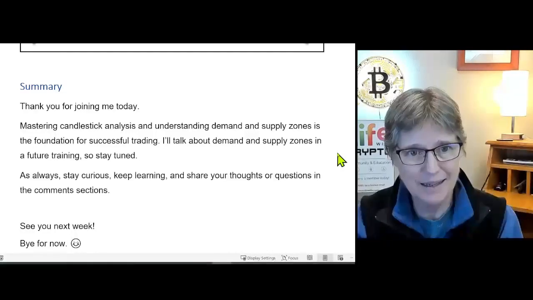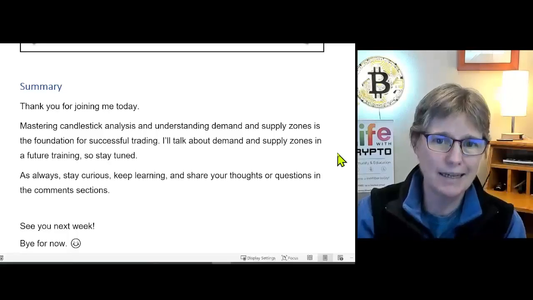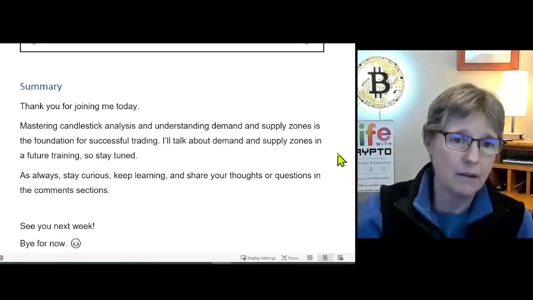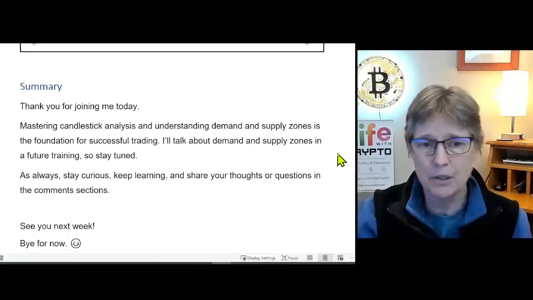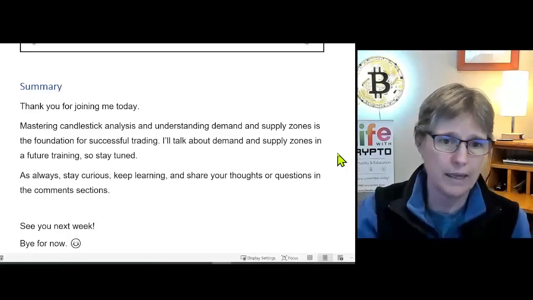Mastering candlestick analysis and understanding demand and supply zones is the foundation for successful trading. And I'm going to talk more about demand and supply zones later on.